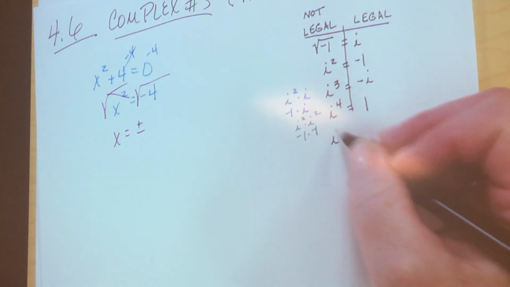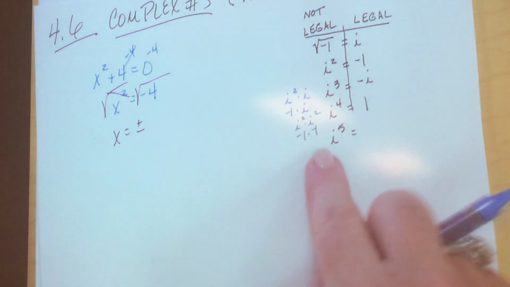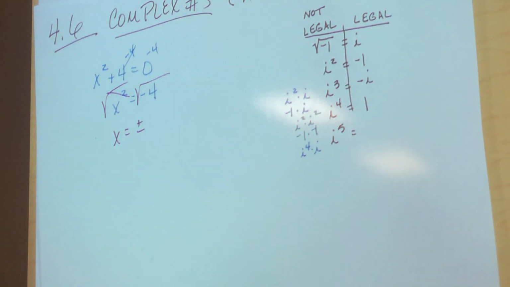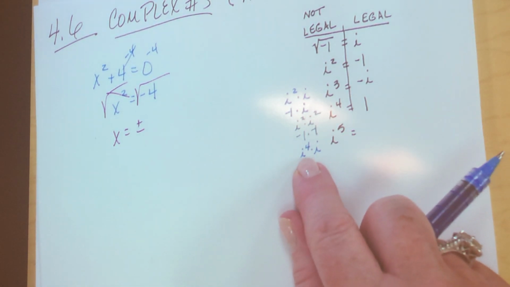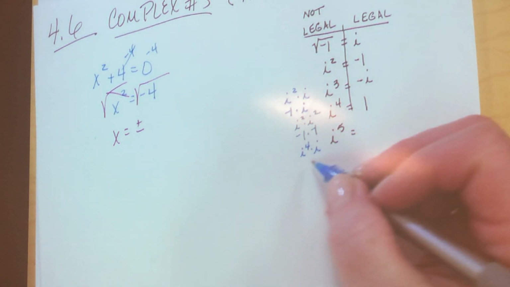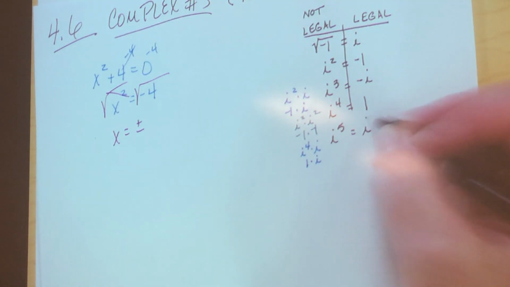Well, what about i to the 5th? Now watch what I'm going to do here. i to the 5th is i to the 4th times i. Do you agree? All I have to do is make however many this tells me to make. What is i to the 4th? Look at your chart. 1. What's 1 times i? i. 1 times i is i.